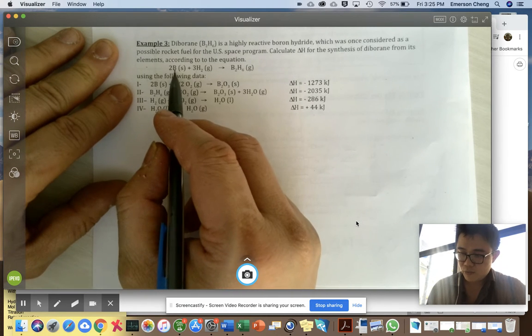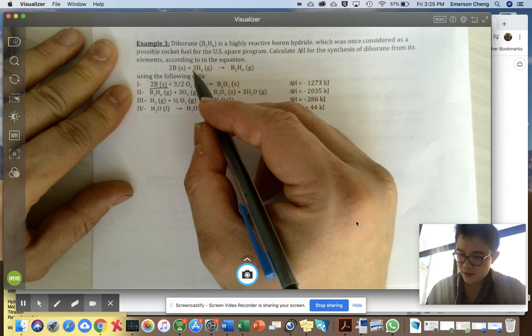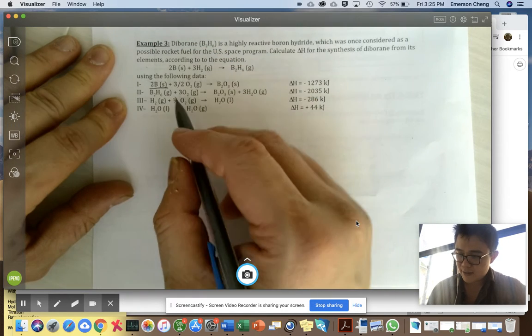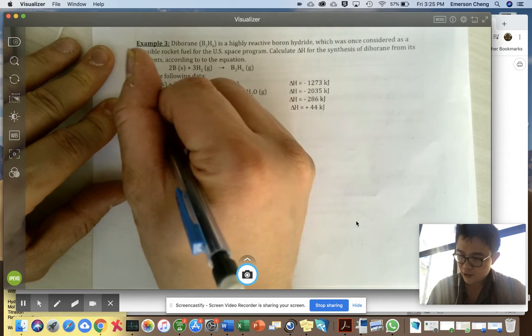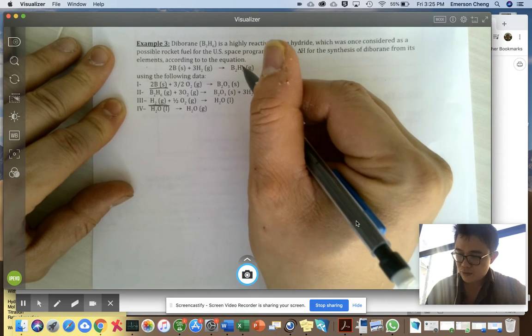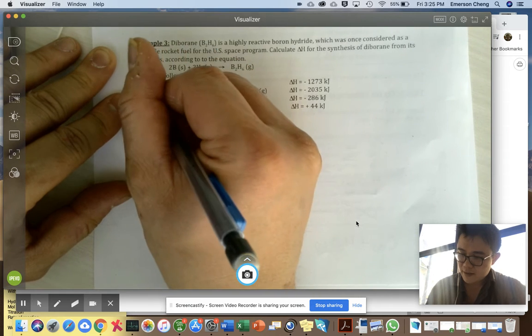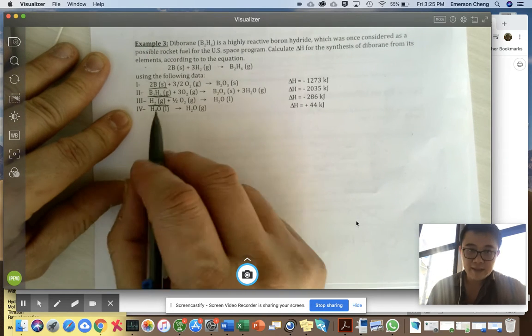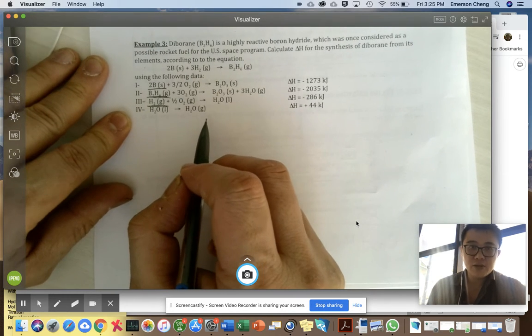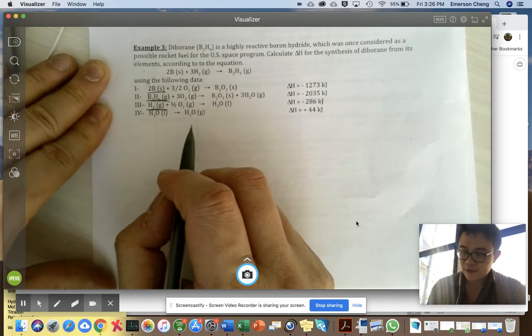So you want B solid, so you underline that. You want H2 gas, so you look down, H2 gas is here. And you also need B2H6. So B2H6 is here. Now again, this equation doesn't have anything that you want, but you will need it later on. So just hold on to it and take a look.